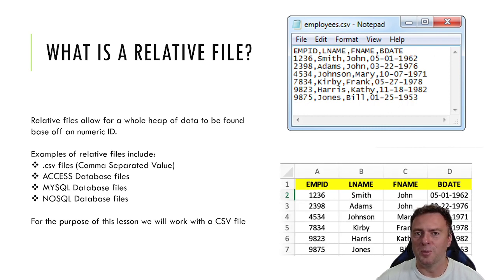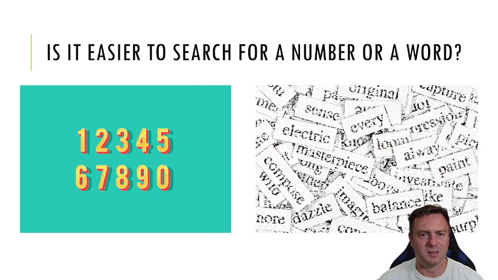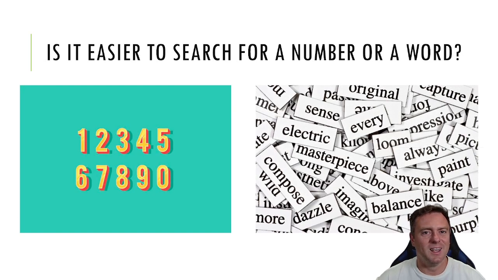You can also open up a CSV file in Excel, which is really useful because the columns help differentiate each thing, and you can see the data a bit more cleanly. You can open it up in Notepad, but my recommendation when dealing with CSV files is to open it up in Excel. So is it easier to search for a number or a word?